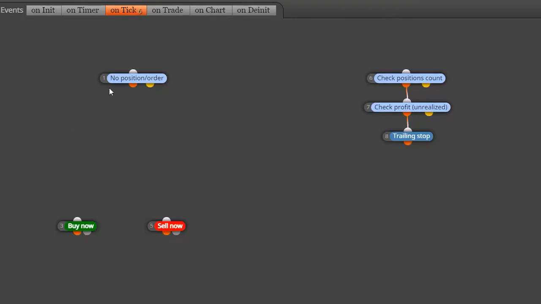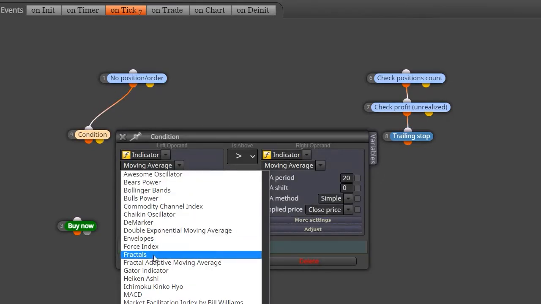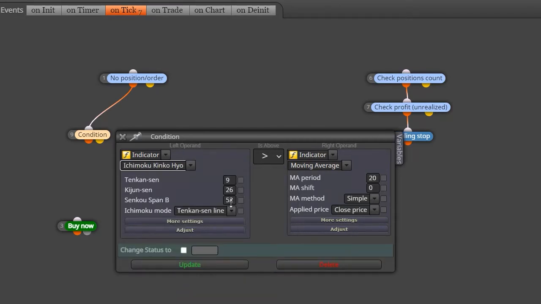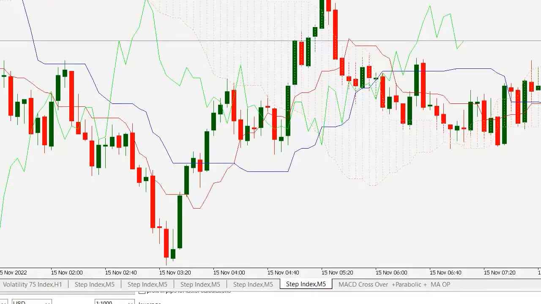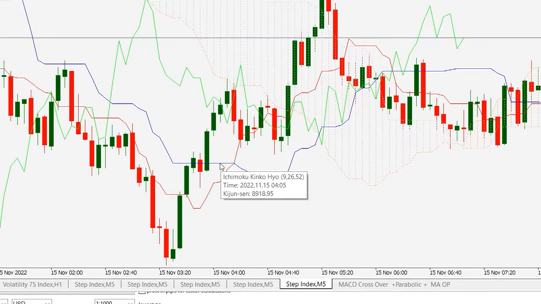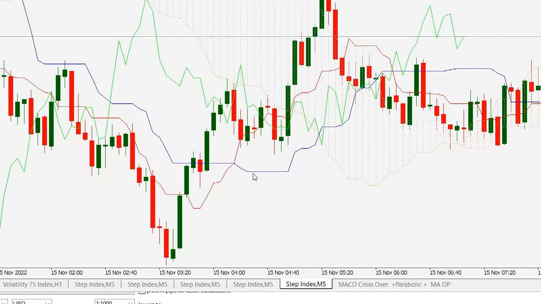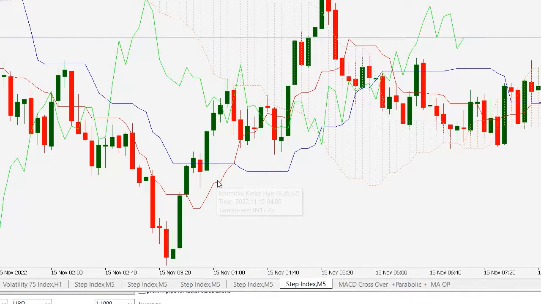We're gonna come this side. When there's no position, we're gonna check for buy trades, and if we check here, we're going to go to the Ichimoku, and there's a Tenkan-sen and there's a Kijun-sen. If you check this so-called Span B in a line, mostly it's useless, we don't really have to use it. So let's check here which one is the Tenkan-sen. If you check the blue one, when it crosses below, mostly it's supposed to be a buy trade, and the red one here is the Tenkan-sen.